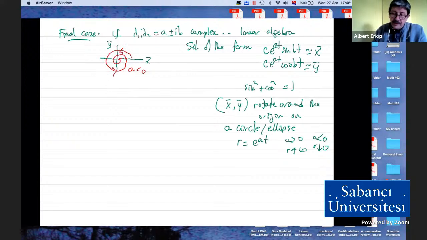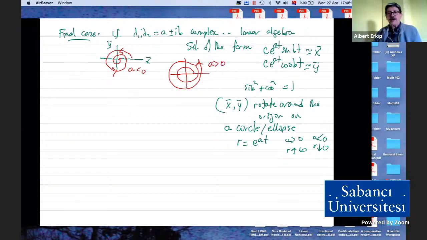And then a positive would be the opposite. So here the circles get larger. A positive, you go around circles, and this is some linear algebra. I don't want to elaborate more on this.